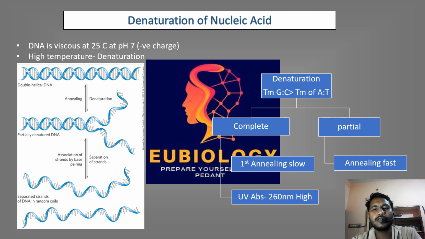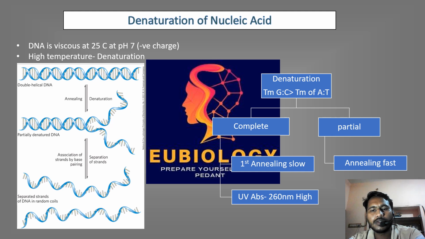Now, if it is completely denatured or partially denatured, the first annealing will take time if it is completely denatured. Why? Because all the strands which are denatured here, you can see, will undergo random collisions and they will try to find their complementary base, which is not easy. But in the partial case, the complementary base will be nearby, because already half of the DNA is in the proper state, and it can bind again, reanneal again, in a fast manner. So partial denaturing will have fast annealing, and complete denaturing will have slow annealing.